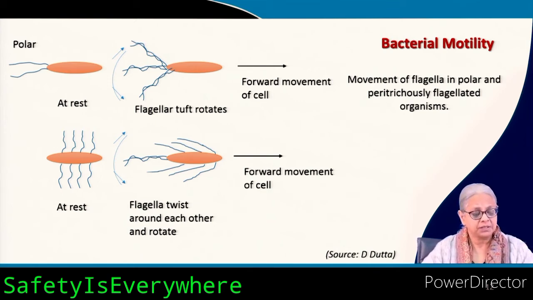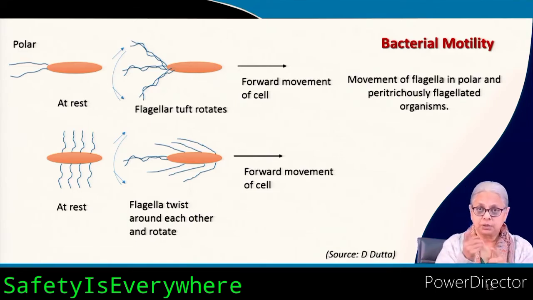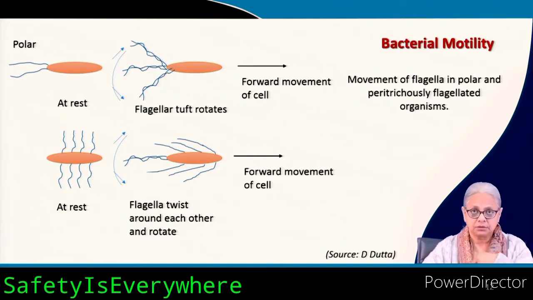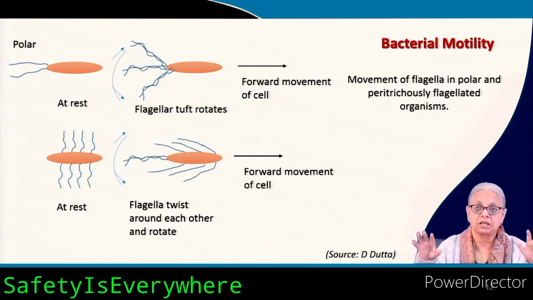So here is a bacterial cell. It has only two flagella. Now these two flagella will sort of braid around each other. They will form a structure, and this structure will move to and fro, literally. Okay, so this is the nature of the movement of the flagellar tuft, and this will push the cell in a forward direction.